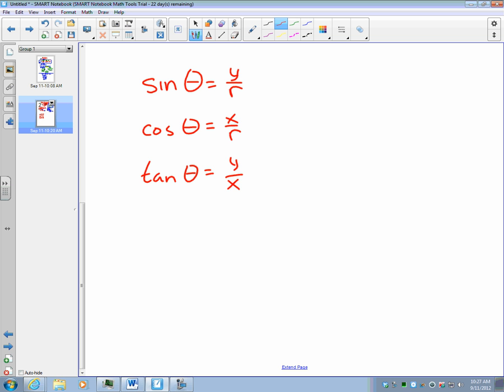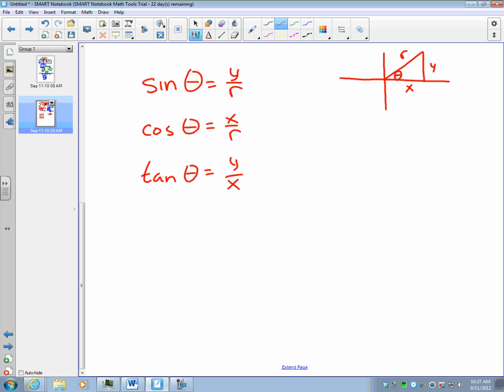We came up with a pretty goofy mnemonic device to try to remember these things. You certainly can do this if you're not into goofy mnemonic devices: just write your theta here, put your y there, and your x there, and your r there, and you should be able to come up with these ratios, right?